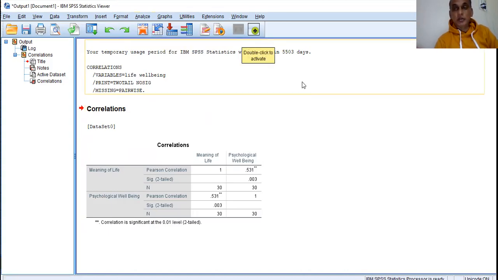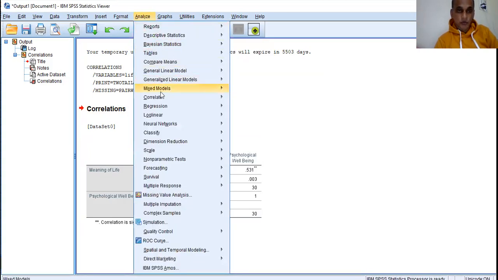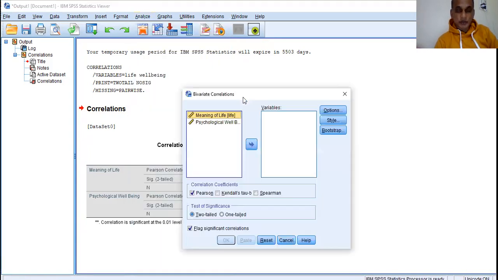So when we talk about correlations, we first of all go to analyze, we go to correlate, we click on bivariate here, and the moment you click on that, you have the bivariate correlation box coming up. We are selecting the two variables, that is meaning of life and psychological well-being. These two variables are having an influence on each other. So we are not saying which is independent or dependent. So that's not being talked about here. Both these are merely variables.